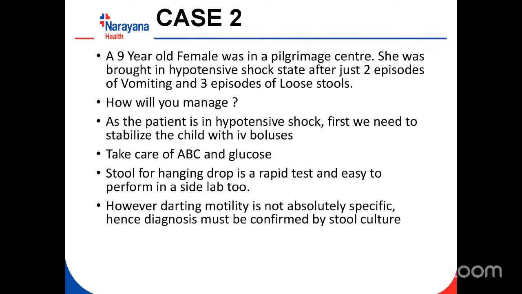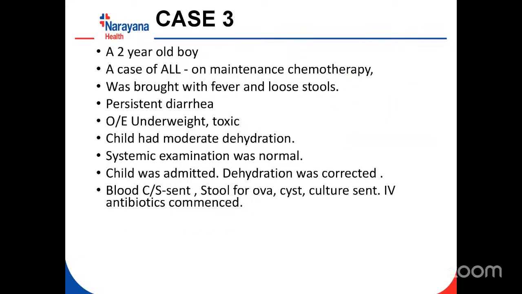Second, this I think everybody should get it. A 9-year-old female was in a pilgrimage center and was brought in hypotensive shock. And how would you manage this child? Obviously, hypotensive shock, we need to first stabilize with IV boluses, take care of airway, breathing, circulation and the sugar. Stool for hanging drop, not everybody can do it, and if you're able to do it, nothing like it. However, darting motility may not be picked up. And obviously, this child was a case of cholera.